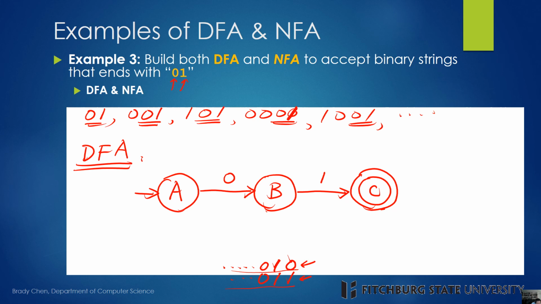But where are we supposed to go? Now we need to decide what the next input is. If it's 0, then where are we going to go?